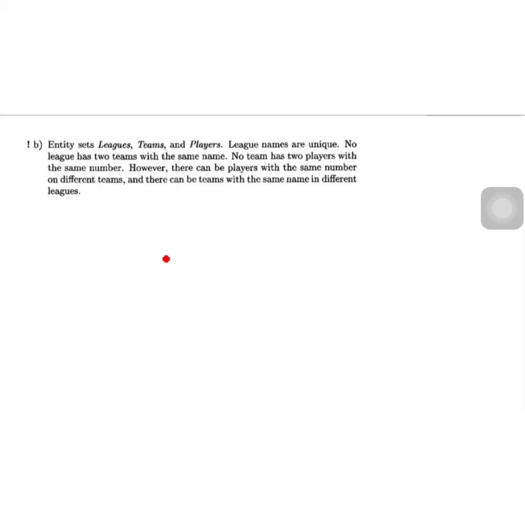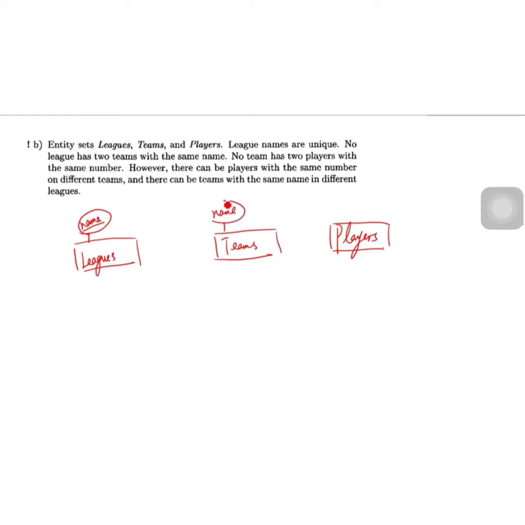Okay, the next one: entity sets league, teams, and players. Okay, there are three entity sets: league, teams, and players. League names are unique. So the name is the primary key of league. No league has two teams with the same name. So there is an attribute name.